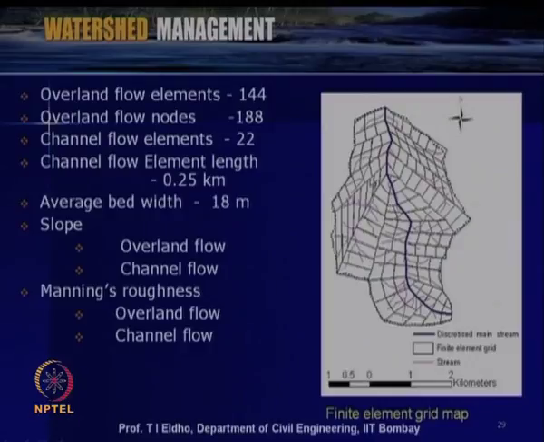So, here for this typical watershed we consider overland flow elements of 144 as shown here, and overland flow nodes of 188, channel flow elements. So, this is a channel. So, channel flow elements of 22 are used with element length of 0.25 kilometer, and average bed width is considered as 18 meter, and then the overland flow slope and channel slope are also considered.